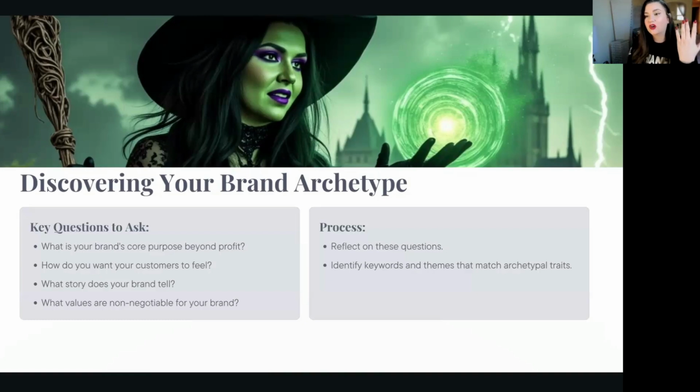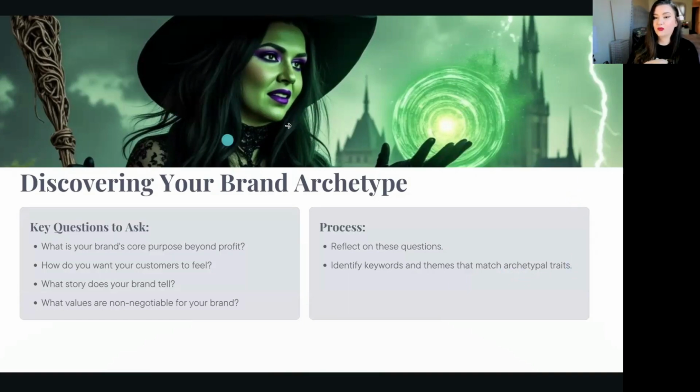So what are the non-negotiables for your brand? For a lot of us, it could be, integrity is a non-negotiable. Being loyal to my fan base is a non-negotiable. Being authentic, being truthful and honest, those are my non-negotiables. So here we go. We want to reflect on those questions and identify keywords and themes that match these traits.